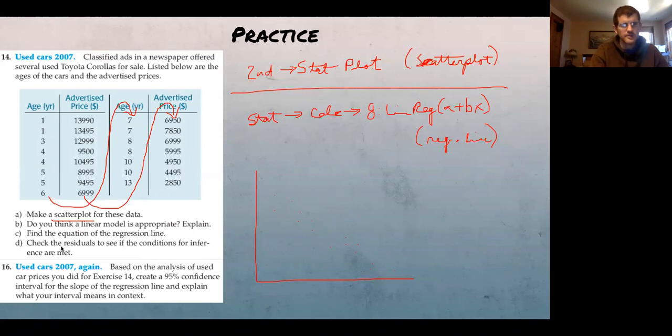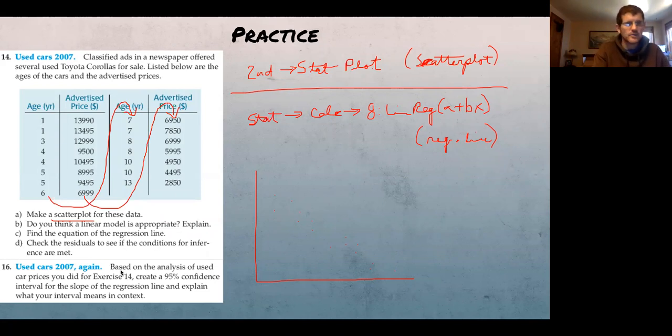The last little bit right here, it says check the residuals to see if conditions for inference are met. Now, I'm not going to make you guys create your residuals, though you can construct a residual plot. Your calculator can do that. It remembers the residuals when you do your regression analysis, the linear regression. But I am just highly skeptical that you're going to see a problem like that on your AP test. So I'm not going to worry about that right now. Almost all the questions I've ever seen dealing with residuals, they show you a residual plot. They don't expect you to create it.